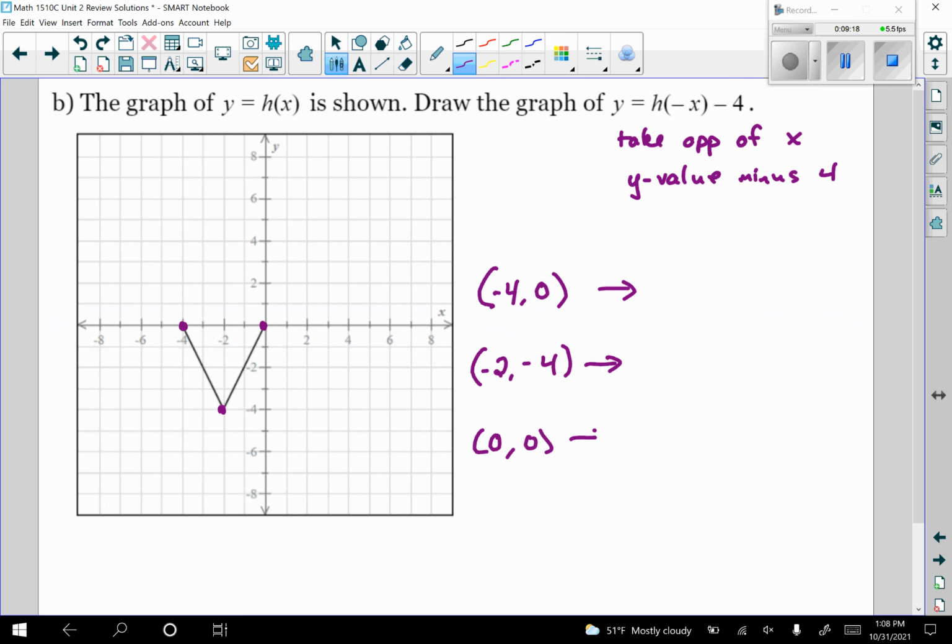So then our new values, we take the opposite of x, that's going to be a 4, and we do the y value minus 4, so that's going to be a negative 4. Take the opposite of x, so it's a positive 2. Negative 4 minus 4 will give us a negative 8. Take the opposite of x, which is still 0. 0 minus 4 will give us negative 4 here. So we're going to have 4, negative 4. We're going to have 2, negative 8. And we're going to have 0, negative 4.